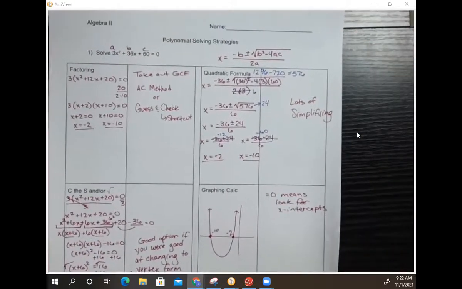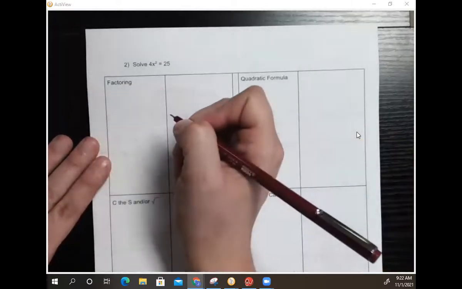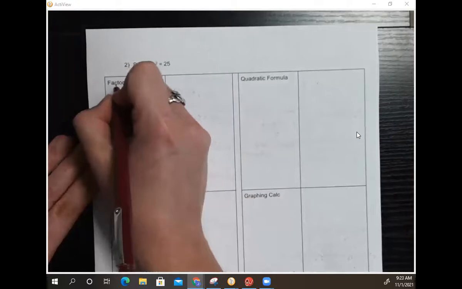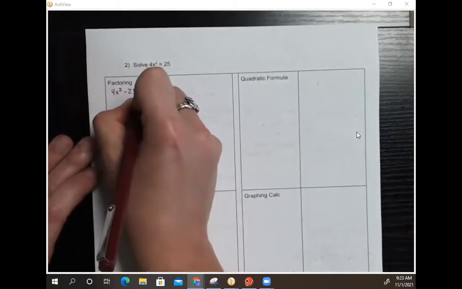Questions for me so far? Okay, turn the page. We're going to do it again with a new problem. So number 2 on the next page, our function is 4x squared equals 25. This time we're not starting in standard form. So if I want to factor, I've got to move that 25 over. So I would get 4x squared minus 25 equals 0.